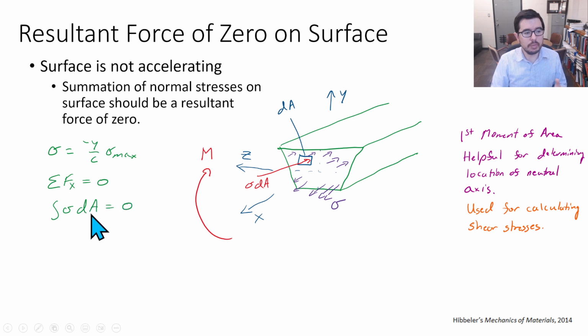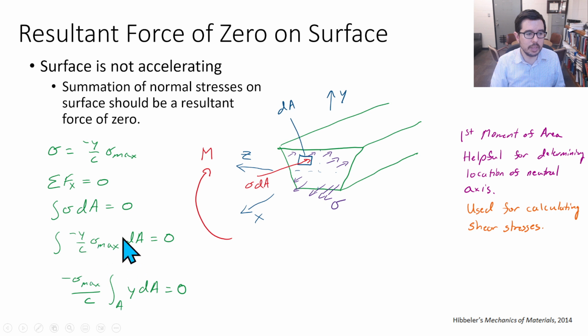So to do that, we integrate this stress over dA, over the entire area, sigma dA. We plug in the expression sigma equals minus y over c sigma max. We then write out this integral, and sigma max over c is a constant, so we can bring that out, and we're left with this expression where this is a constant and this integral has to be equal to 0.